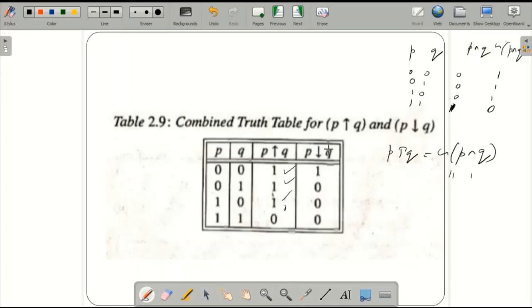What about P or Q? I'll write here P or Q for this. Only when both were 0 was it 0, rest all it was 1. So what will be the not of P or Q? That is nothing but the NOR operation, this symbol, right?